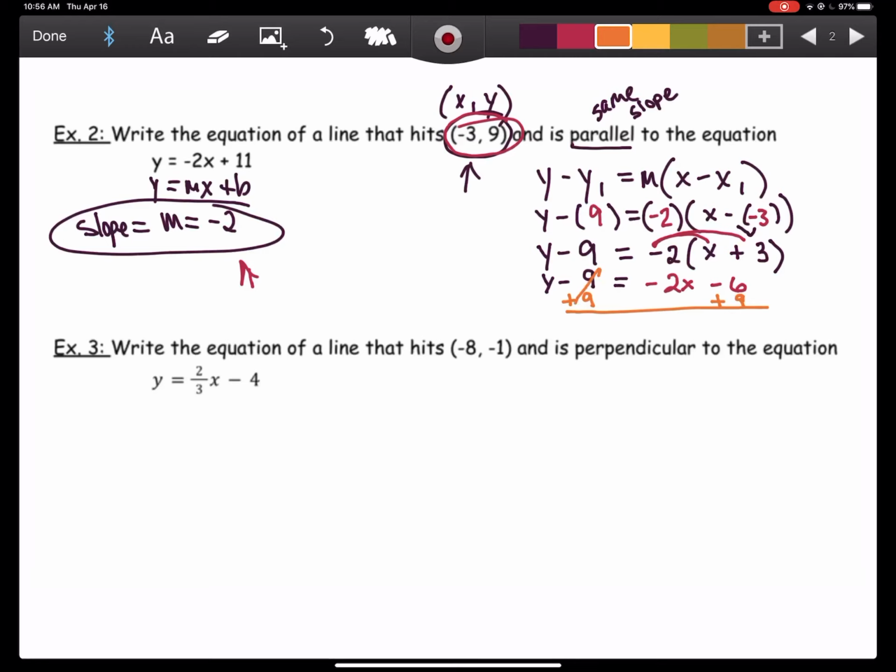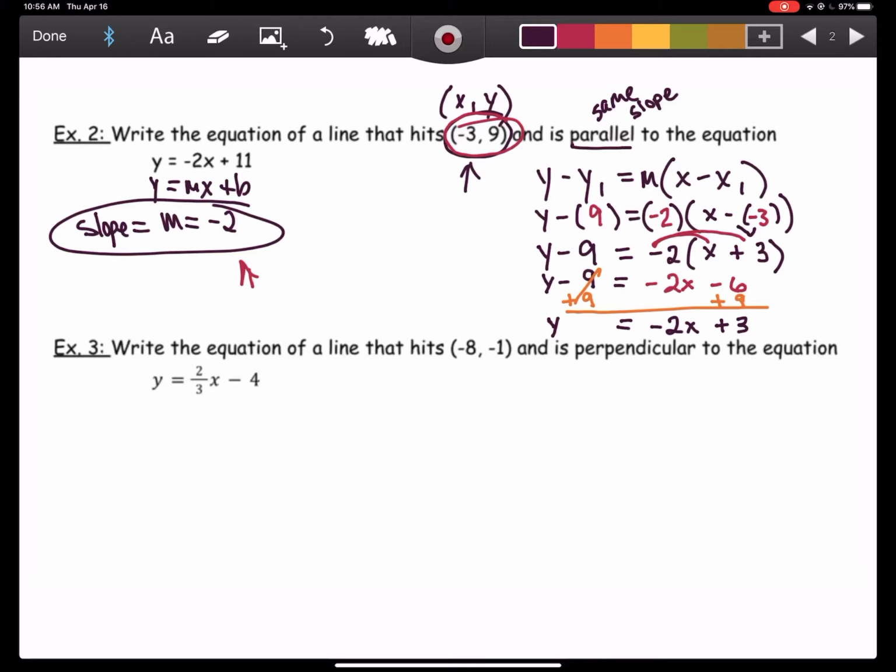And I get y equals negative 2x plus 3. And I'm done with that question. So pause the video and take a minute to write down the rest of that information, and I'm going to move on to example number 3.